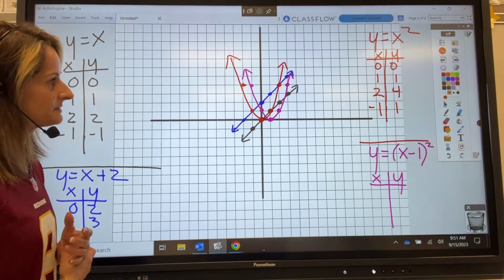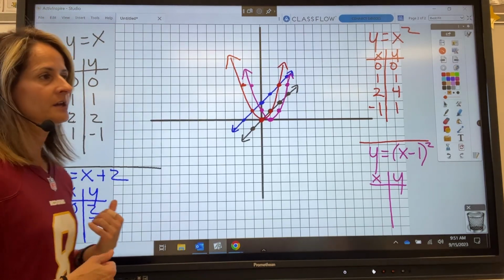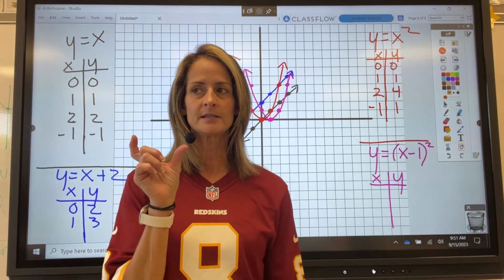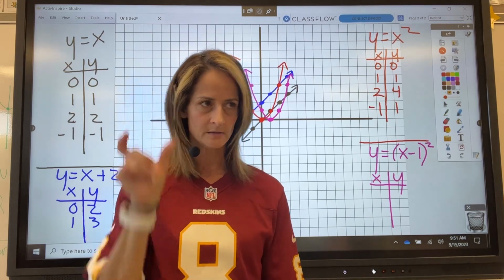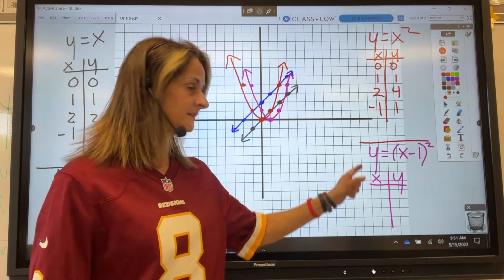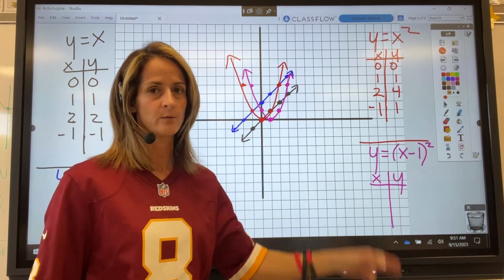Okay, so that's the basics: the vertical shift is the same as the sign. If it's plus, it goes up. If it's minus, it goes down. If it's horizontal, it's the opposite of the sign. This is a -1, so it's going to go right 1. Questions?